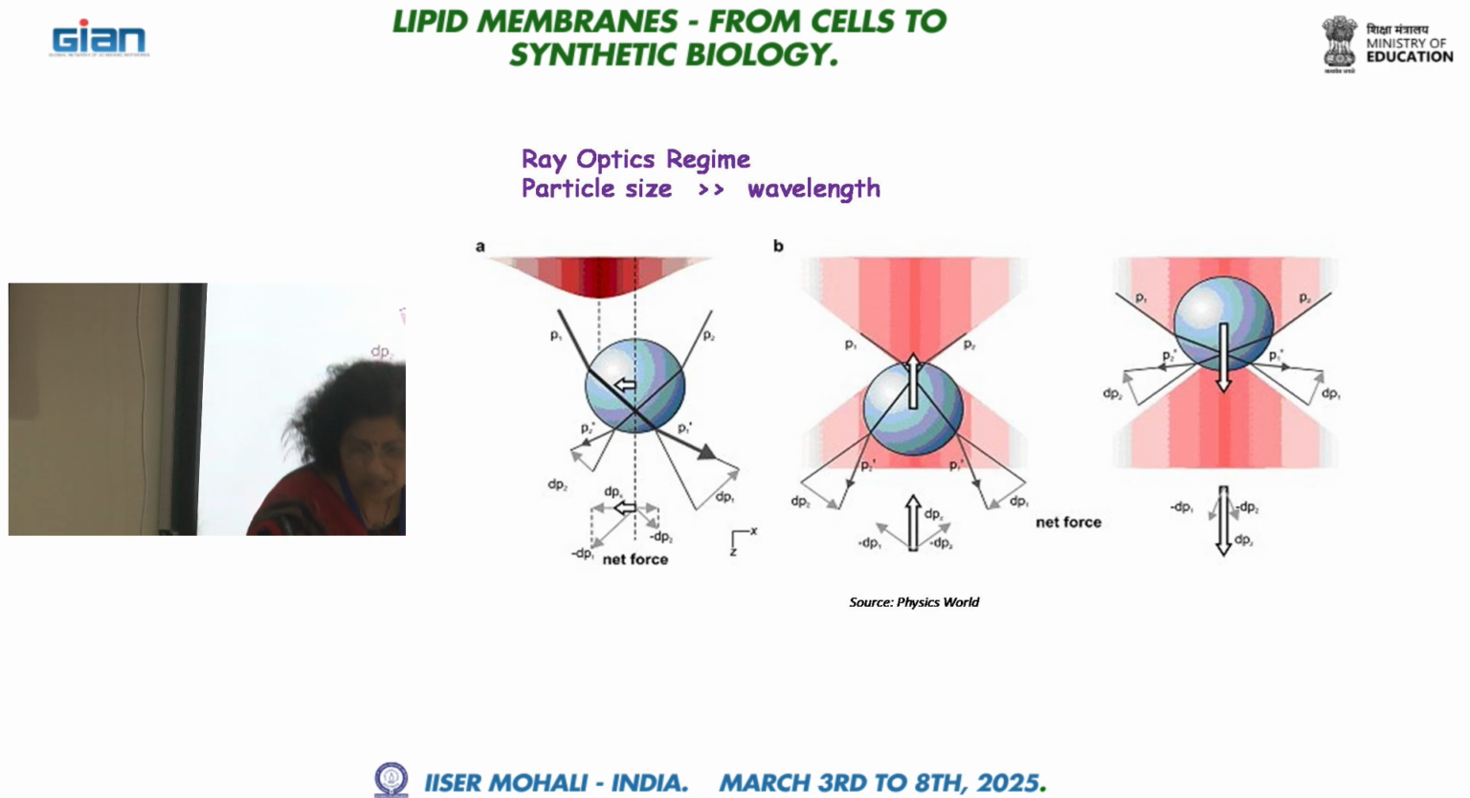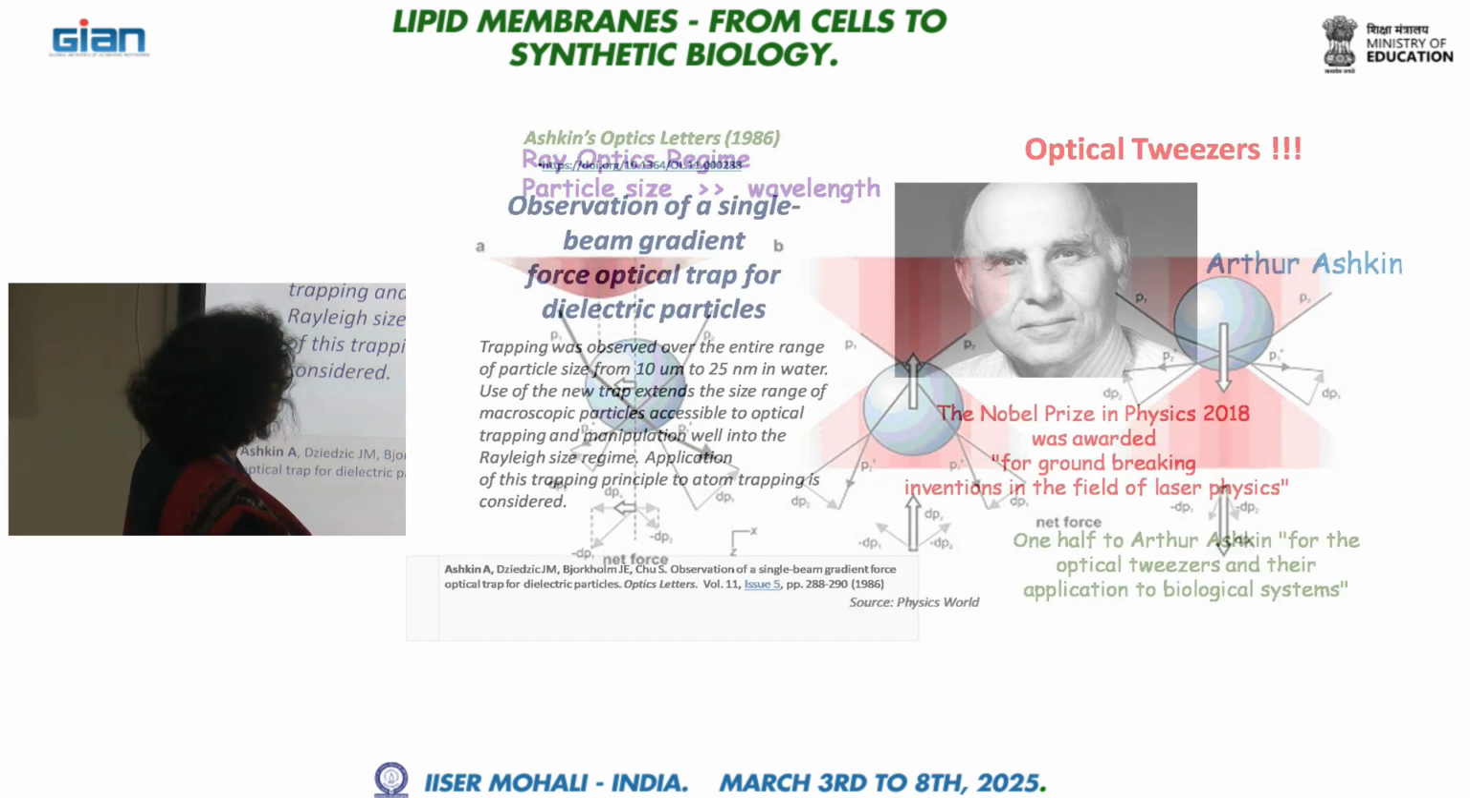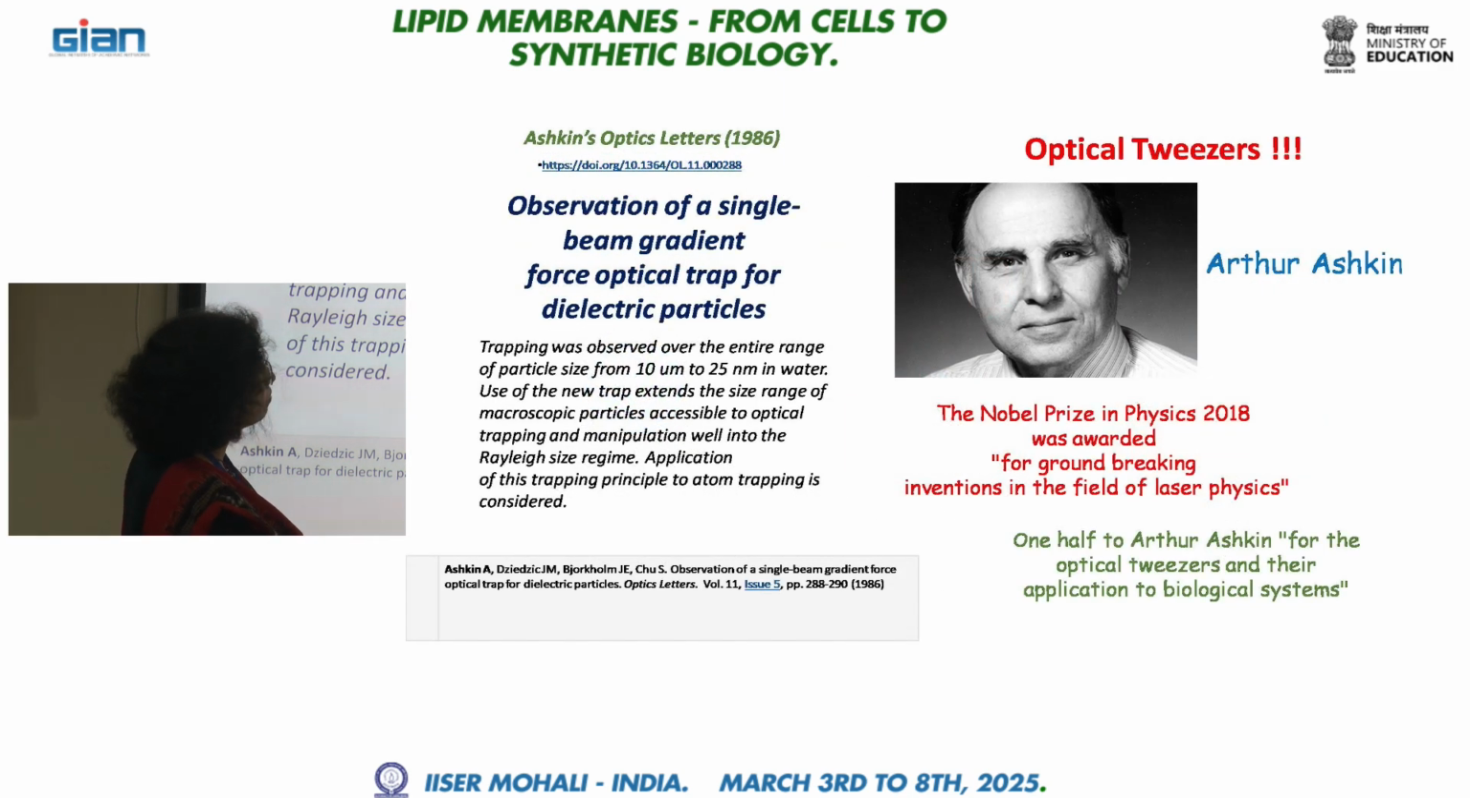Right? So now that we understand this, just a small note, because I find this extremely inspiring. Arthur Ashkin was awarded the Nobel Prize in Physics in 2018. Okay, and it was given for groundbreaking inventions in the field of laser physics. The prize was shared by 3 people, and half of it went to Ashkin for optical tweezers and their application to biological systems.